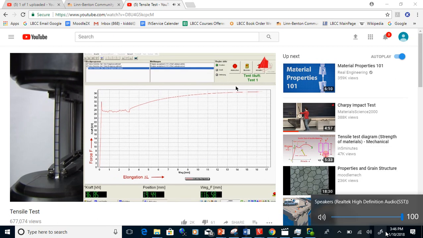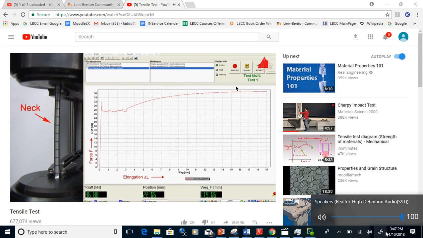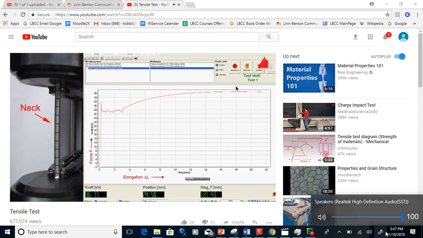As soon as the maximum force is reached, a neck begins to form at one point of the test piece. All further plastic deformation now only takes place at the neck, and eventually the test piece fractures there.